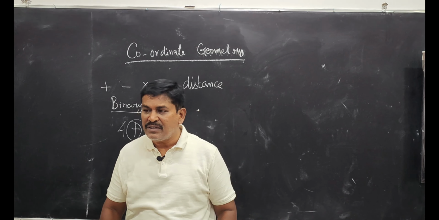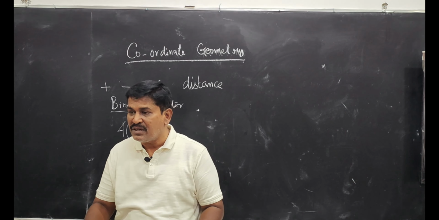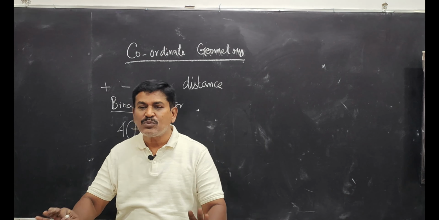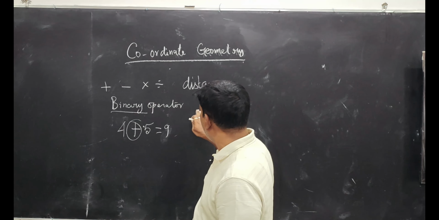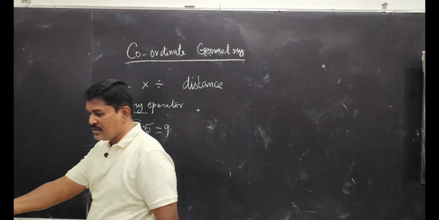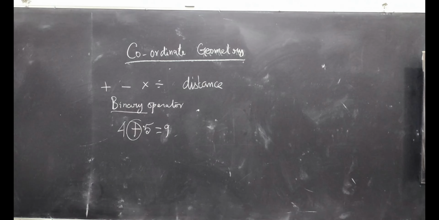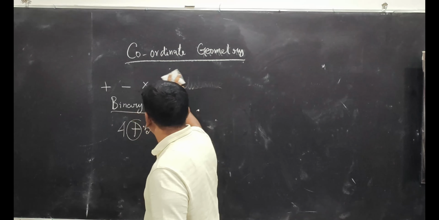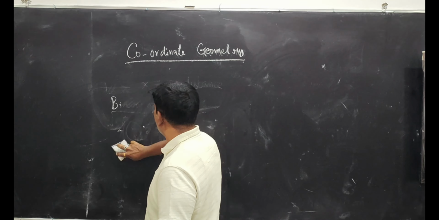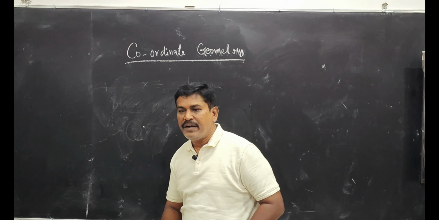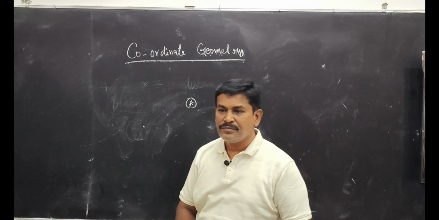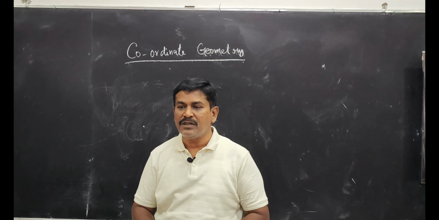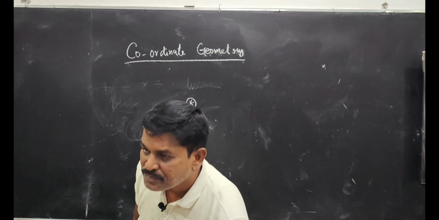So before that, when Descartes, the scientist, was sitting, he just watched the wall. You see, in foreign countries, the wall will be very white. A spider is sitting here. You want to measure its position. How is it possible to measure this?